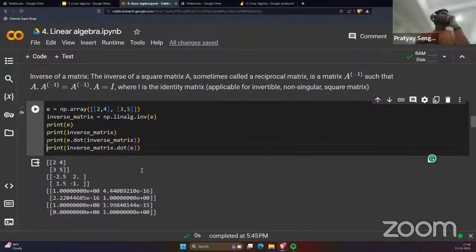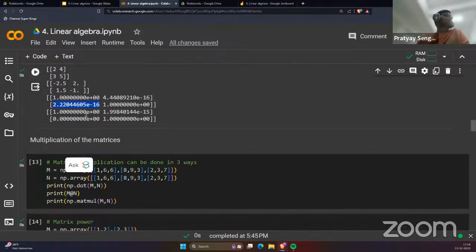So these things we just saw here. We have an inverse of that matrix, and we have validated it. This is happening due to floating point error, right, that we discussed in the first class. It can store only up to certain values, and if it exceeds that, it will store it like that. So essentially both are your identity matrix. This is a diagonal one, this is 0, and this is 0. Similarly here.